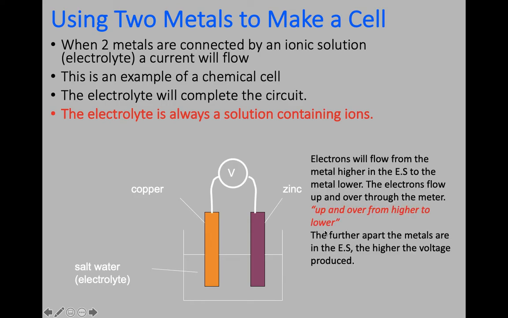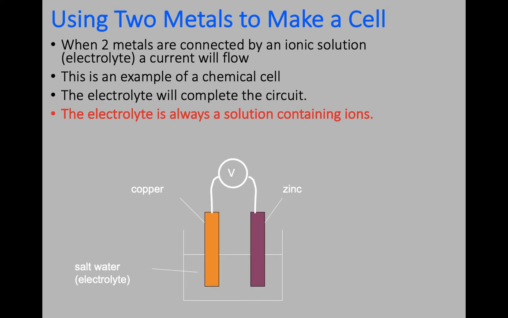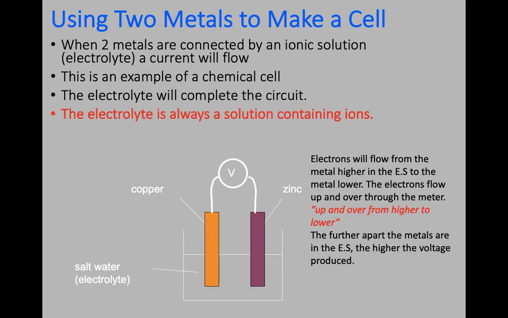Now electrons are going to flow from the metal highest in the series to the metal lower down on the series. So electrons are going to flow from the metal higher in the electrochemical series to the metal lower down. In this case, electrons are going to flow from zinc to copper, and they flow up and over the meter and down into copper. The further apart the metals are in the series, the higher the voltage produced.